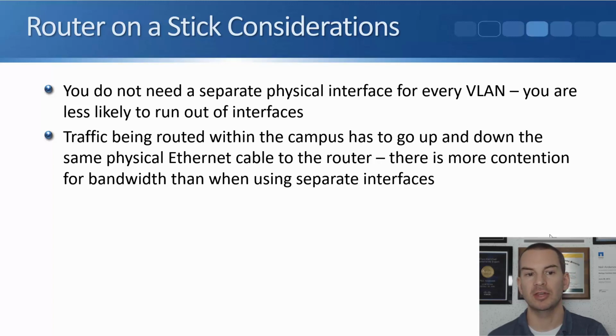Some considerations here. You don't need a separate physical interface for every VLAN. So this is better than option 1 where we did that. You're less likely to run out of interfaces here. However, traffic being routed within the campus still has to go up and down a physical Ethernet cable to the router. And here you've got traffic for multiple VLANs all using the same cable. So there's more contention for bandwidth than when we were using separate interfaces in option 1.